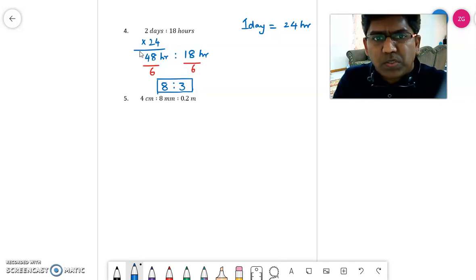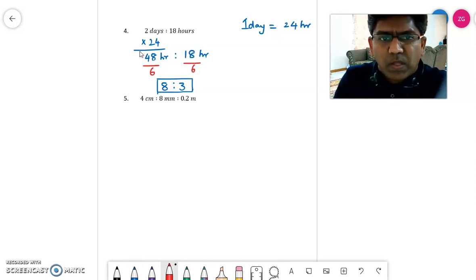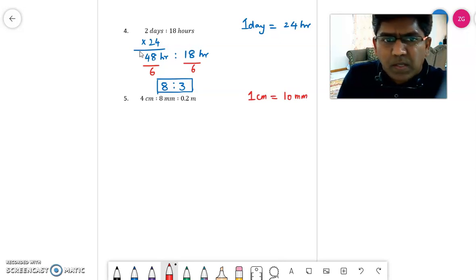And the last question, we have three quantities here, 4 centimeter, 8 millimeter and 0.2 meters. All three units are different. So we'll convert it into the smallest unit. The smallest unit is millimeter. So we'll convert all into millimeter. 1 centimeter is 10 millimeter, so you multiply by 10 to convert centimeter to millimeter. So 4 centimeter now will become 40 mm. 8 mm will be as it is.